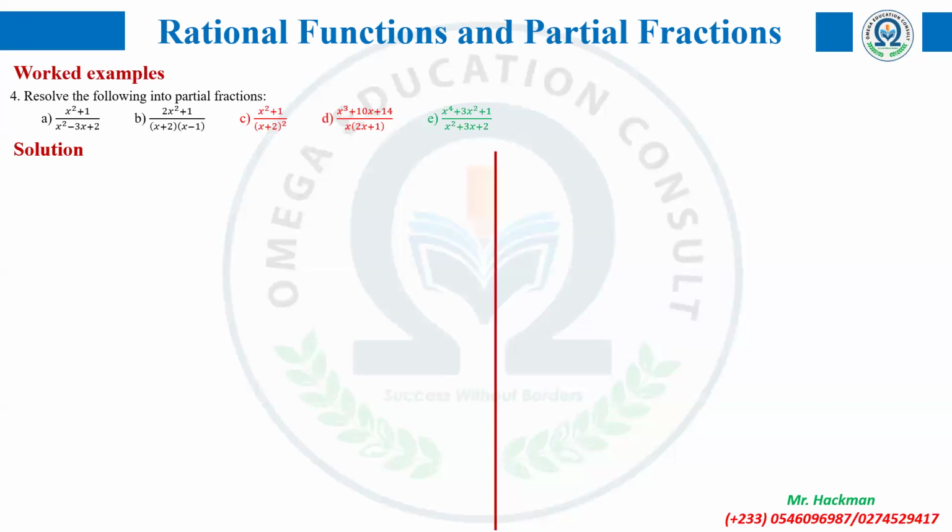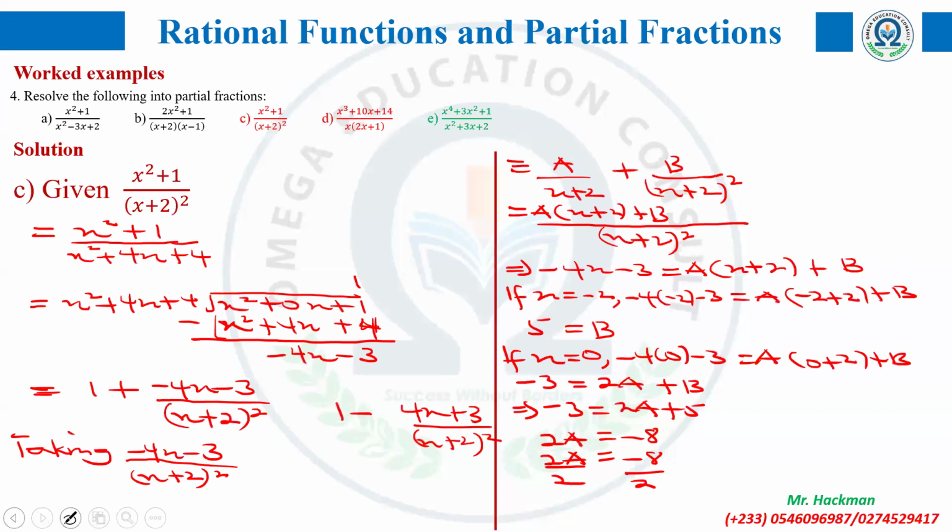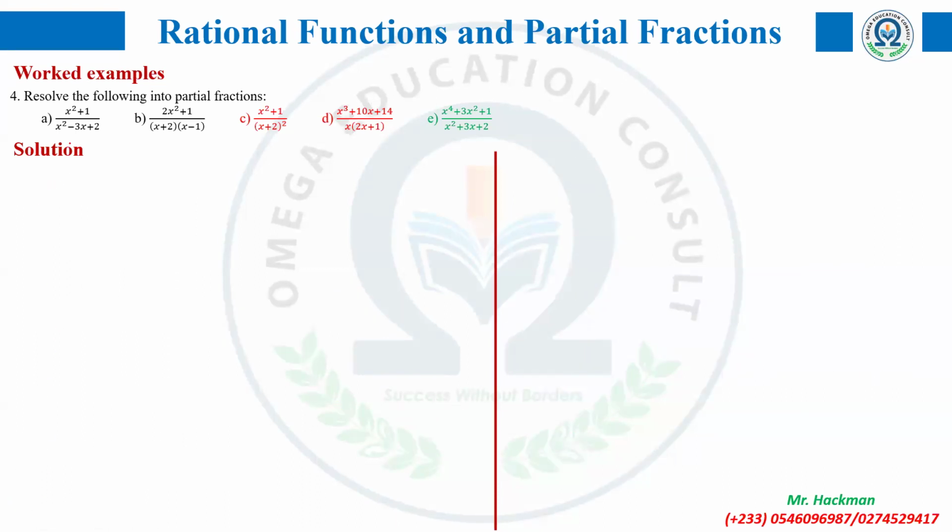Okay, so if you continue, what are we going to get? So you know we get a to be equal to what? Negative 4. So we are going to write that. So a will be equal to what? Negative 4. Now we know the values of a and b.